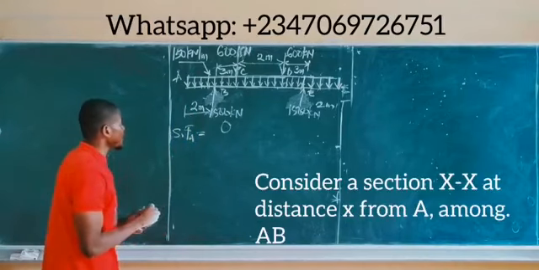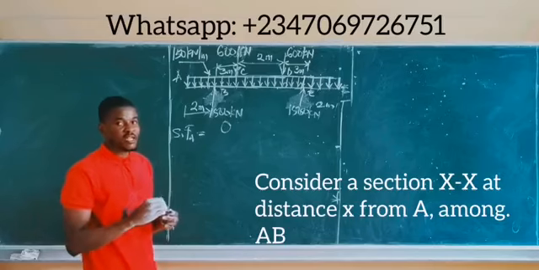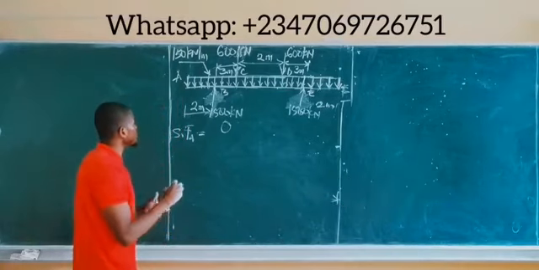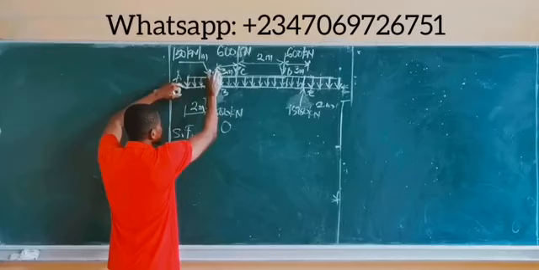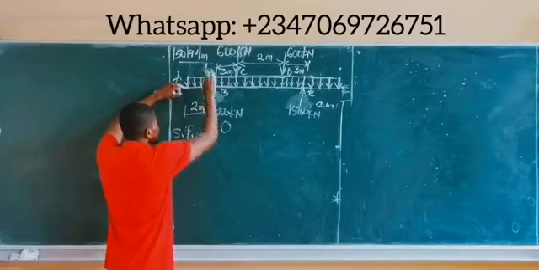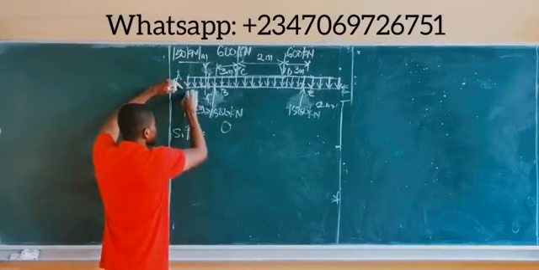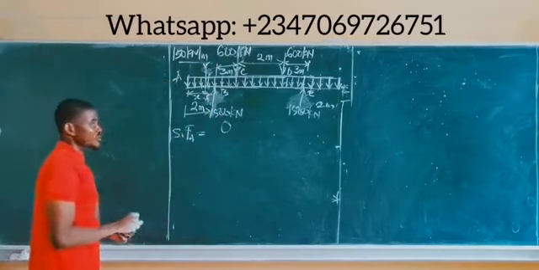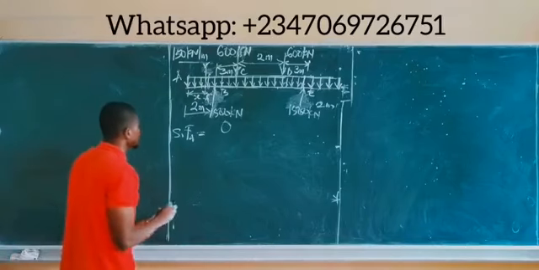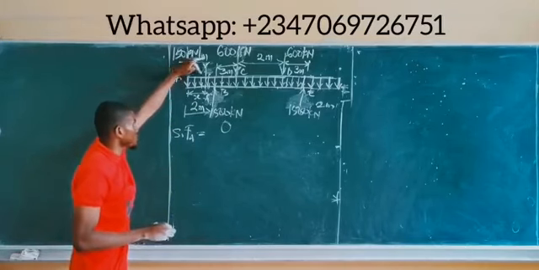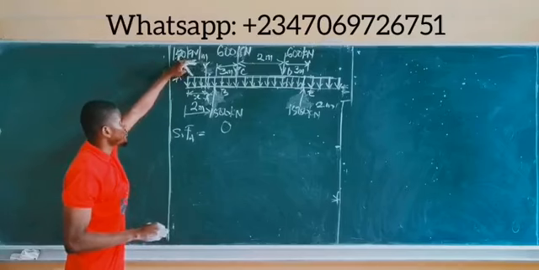We consider a section XX at a distance of x from A to the point of section. Alright, so from point A, let's consider a section XX. And we are saying the distance from point A to the point of section is simply what? X meters. Let this be the distance from point A to the point of section, x meters. If that's the case, then the length of the UDL about the point of section, from point A to the point of section, is simply what?